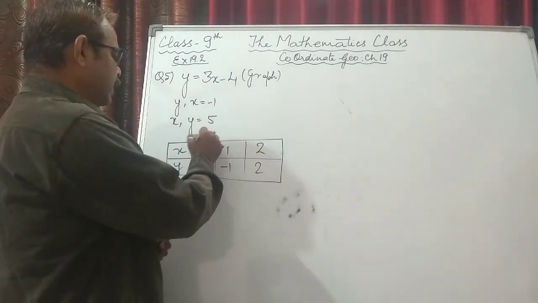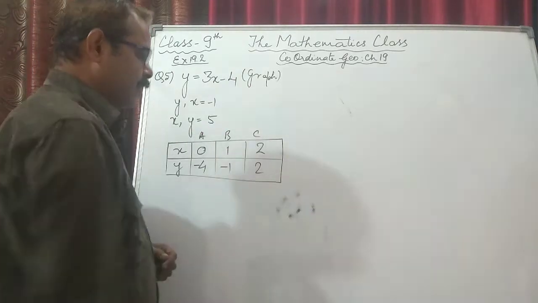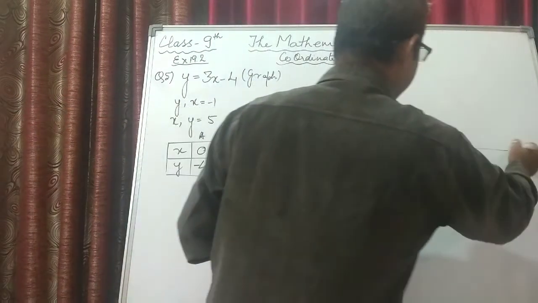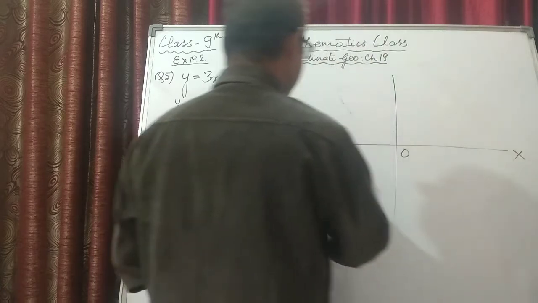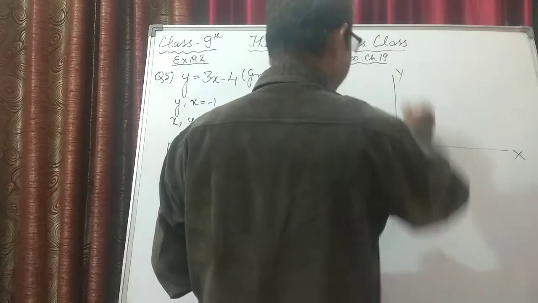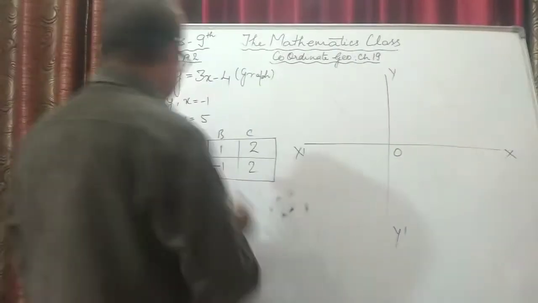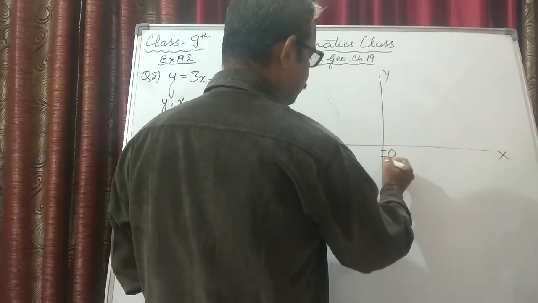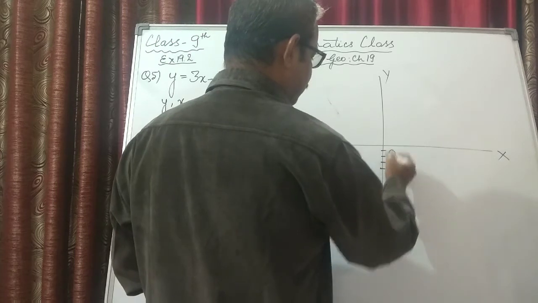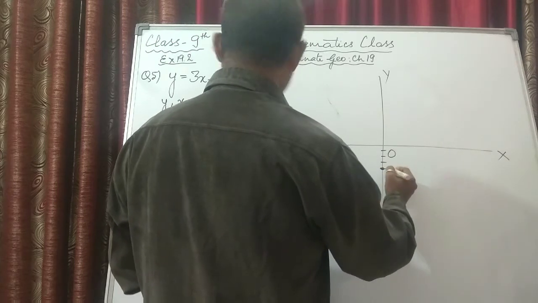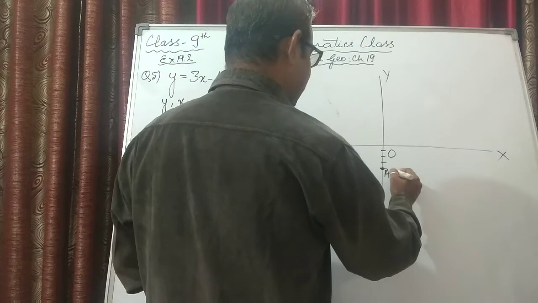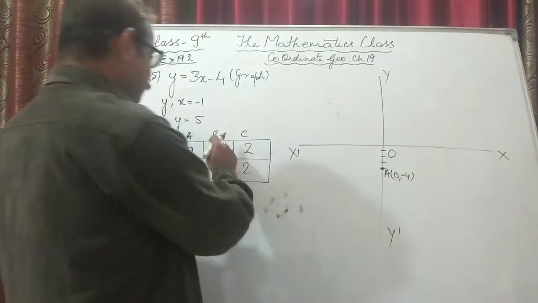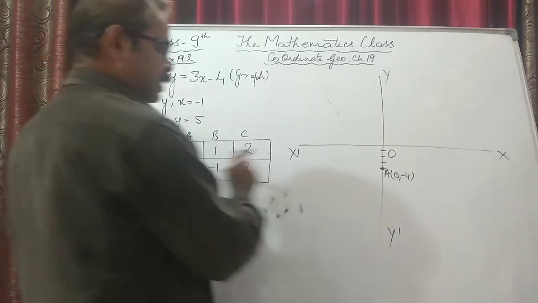I am naming them as A, B and C. Now I will be drawing the graph. This is the x-axis, X, O, X dash. This is the y-axis, Y, O, Y dash. Then at x is equal to 0, y is equal to minus 4. Minus 4 will be 1, 2, 3, 4, somewhere here. And this is my first point, marked by A, and its coordinates are 0 and minus 4.